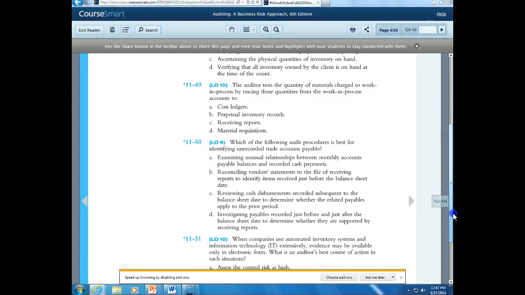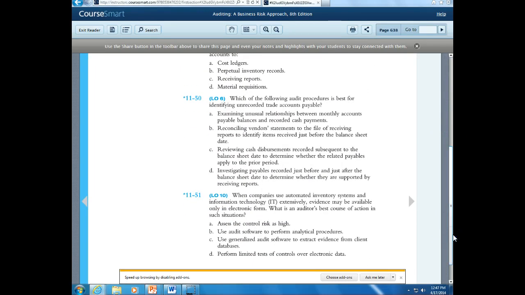Let's take a look at number 50. Which of the following audit procedures is best for identifying unrecorded trade accounts payable? A, examining unusual relationships between monthly account balances and recorded cash payments. B, reconciling vendor statements to the file of receiving reports to identify items received just before the balance sheet date. C, reviewing cash disbursements recorded subsequent to the balance sheet date to determine whether those related payables apply to the prior period. Or D, investigating payables recorded just before and just after the balance sheet date to determine whether they are supported by receiving reports.